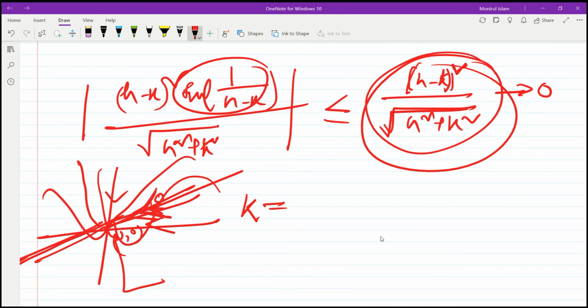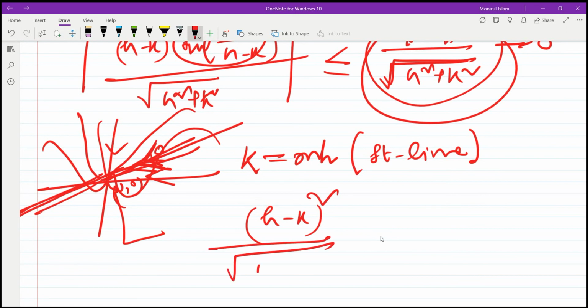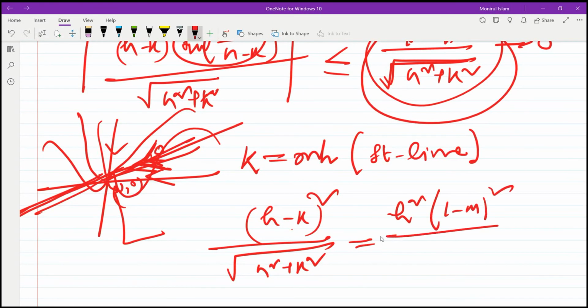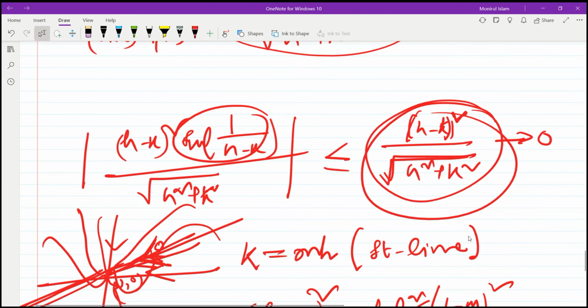So try to put k equal to mh, which means I am taking the straight line path that goes to (0, 0). If I take the straight line path, what will be this limit? Under h square plus k square, this becomes h square (1 minus m) square, and in the denominator h times root under 1 plus m square. Now if you take the limit h to 0, this goes to 0.